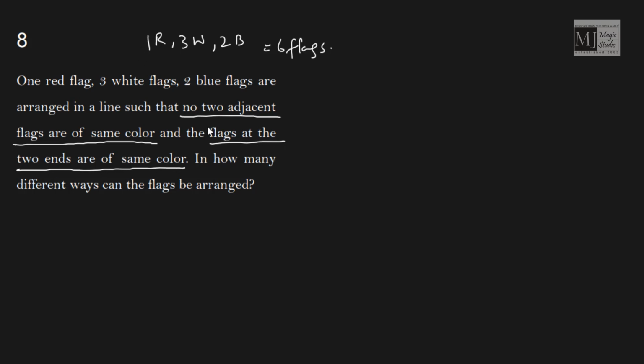Flags at the two ends are of the same color. That means at the two ends we cannot have red color flags because we have got only one red flag. We can have both whites or we can have both blues. Okay, let's start with both blues maybe. Blue at the beginning and blue at the end.